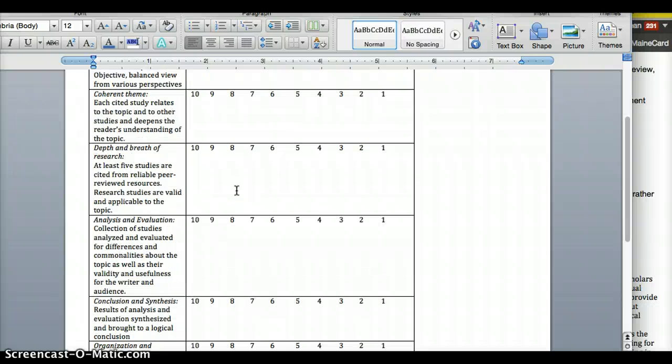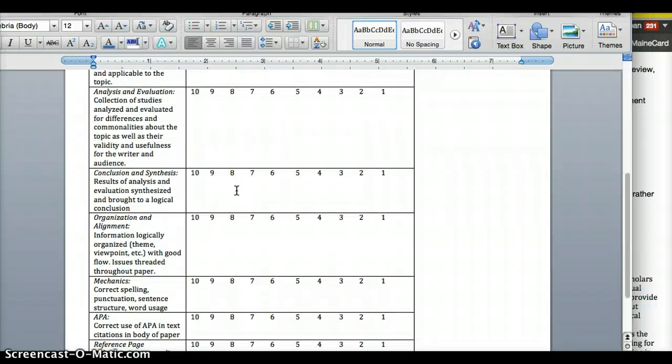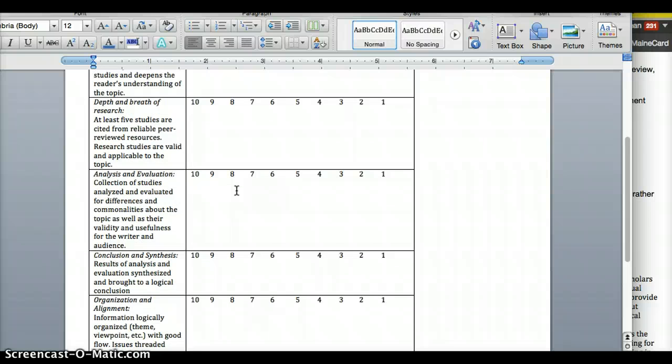Are there at least 5 sources from reliable peer-reviewed resources? And the study should be valid and applicable to the topic. In other words, I don't want to see any .coms. I don't want to see help sites. I don't want to see informational sites. I want to see research.